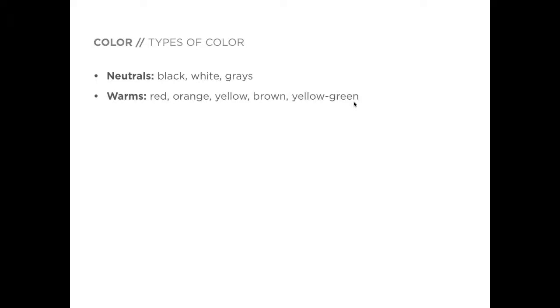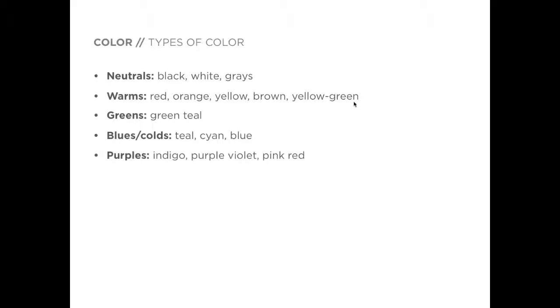Color. Starting with types of color, there are neutrals: the black, white, grays. Warms are the red, orange, yellow, brown, yellow-green. Greens are the green, teal. Blues, the cold colors, are teal, cyan, blue. Purples are the indigo, purple, violet, pink, red.